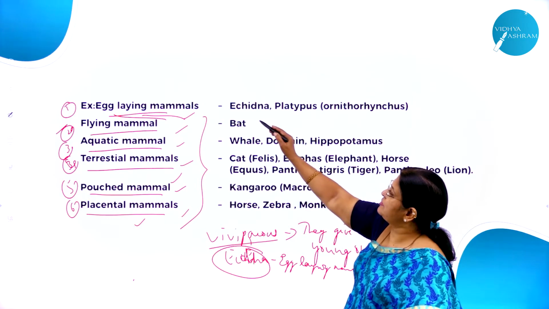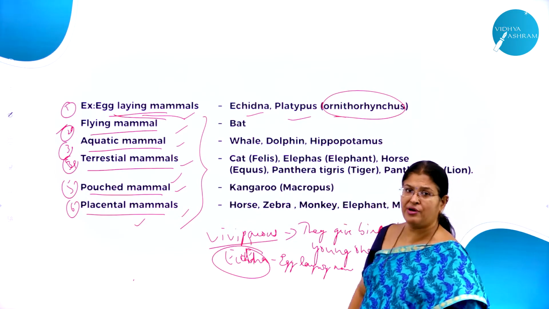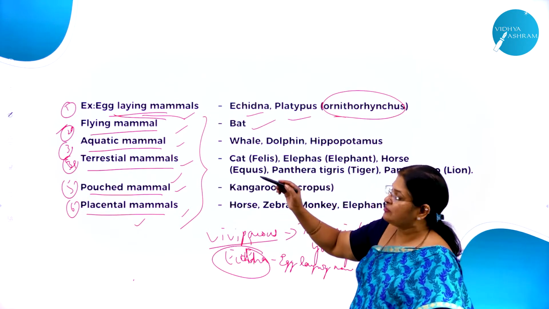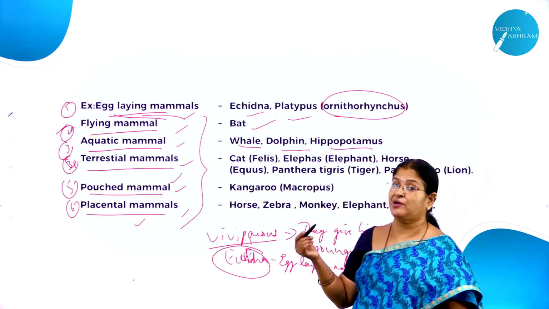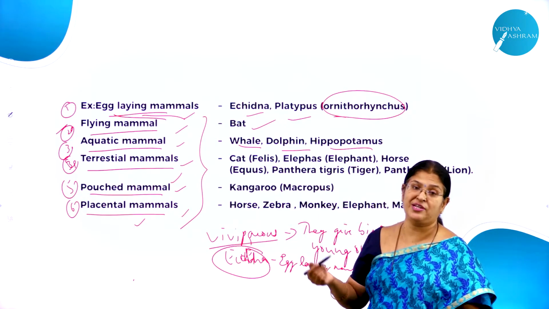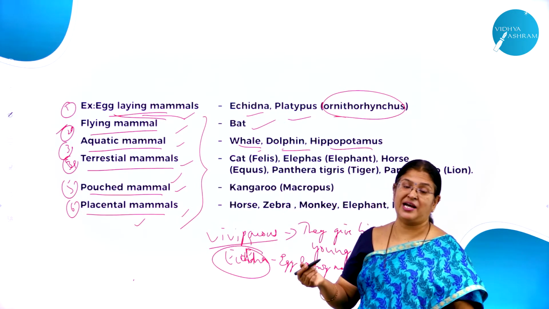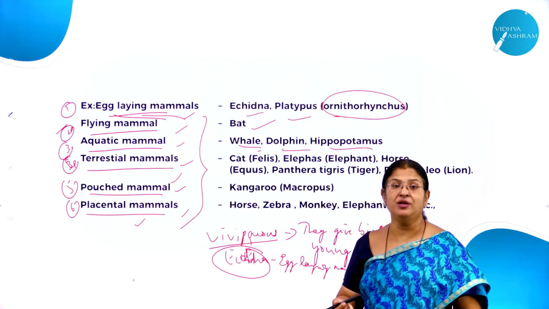So egg-laying mammals are what? Echidna, platypus, which is also called Ornithorhynchus. Flying mammal, bat is an example. Then aquatic mammals: whale, dolphin and hippopotamus. You might have come across, even the hippopotamus is always in water. Dolphin is always in water. Whale, as I said, is an aquatic mammal, and all these animals are able to survive in water.